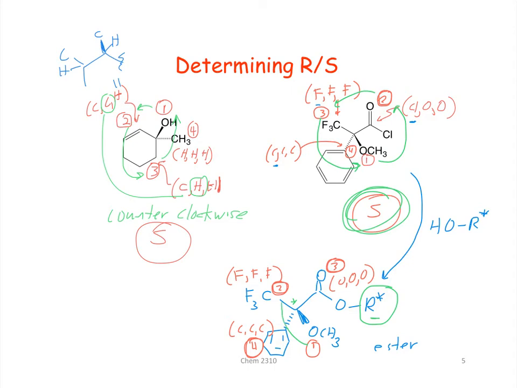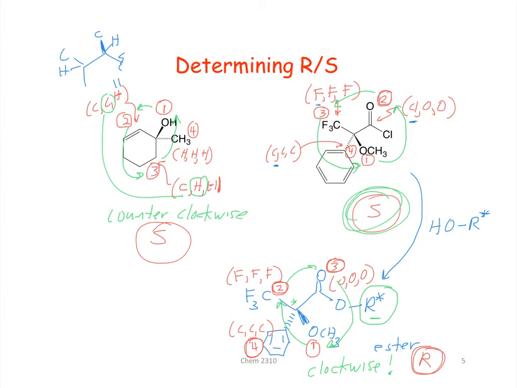We have 1 to 2, 2 to 3, 3 to 1, and look, this is now clockwise, meaning that this is now an R chiral center. So we haven't even done anything to this chirality right here, but it's gone from S to R. All right, so why? It's because in this reaction, we've done something that has changed the order of priorities.